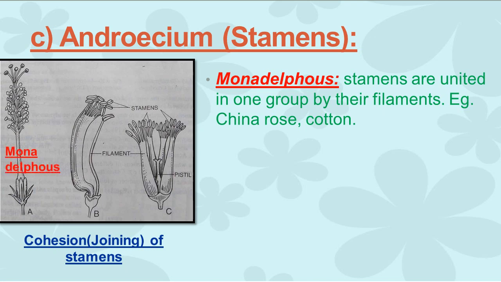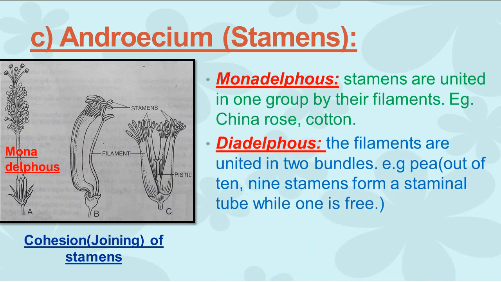So here this is a monadelphous stamen in which the stamens are united in one group by their filament. Okay, so you can observe one filament is present, and different kinds of anthers are attached to this. And the second type is the diadelphous stamen, and in diadelphous stamen the filaments are united in two bundles. For example, in pea flower, out of 9 stamens form a staminal tube with one free. So this is the structure of a diadelphous stamen.